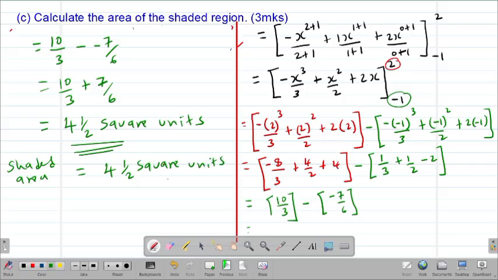Remember, the same area can also be gotten by integrating the line minus the integral of the curve through the same limits. You can also get the area by integrating the line, then minus the integral of the equation of the curve through the same limits. The limits were negative 1 up to 2. You're going to get the same answer of 4.5. But of course, this is the shortcut.